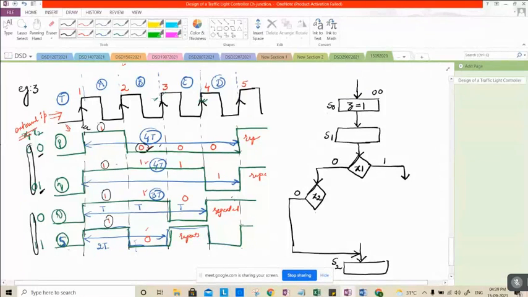If x2 is equal to 1, what is happening? x1 is 0, x2 is equal to 1. Now what is the output here after the second clock pulse? The output has become 1. Z is equal to 1. Move to the next state here. We are supposed to generate the output in this branch also. Now after x1 becomes 1, let us see this condition.